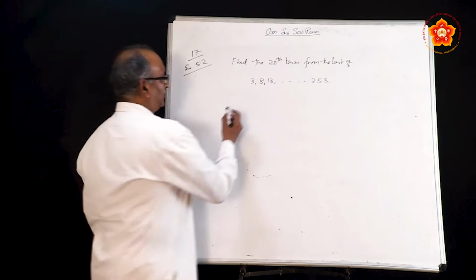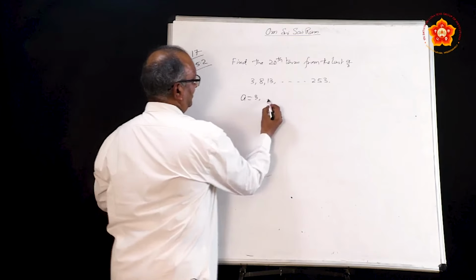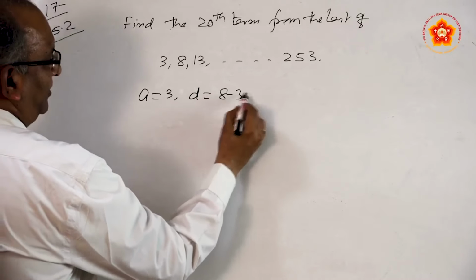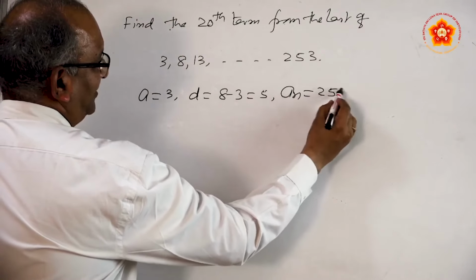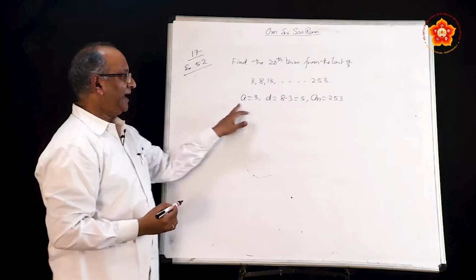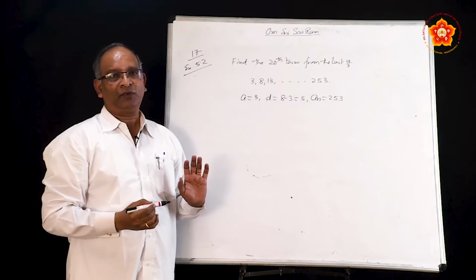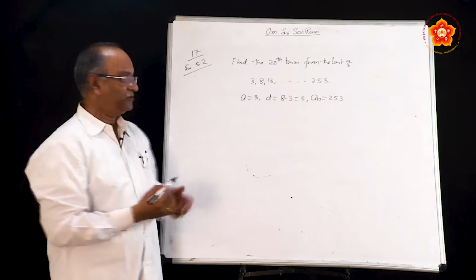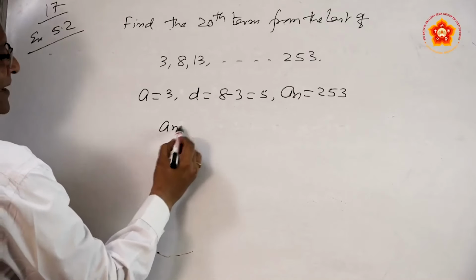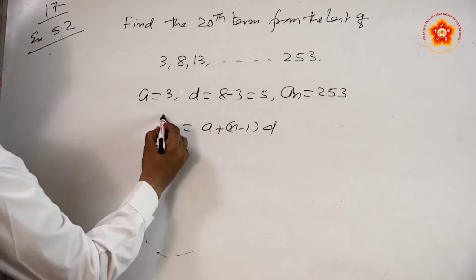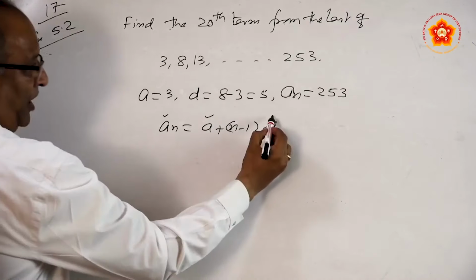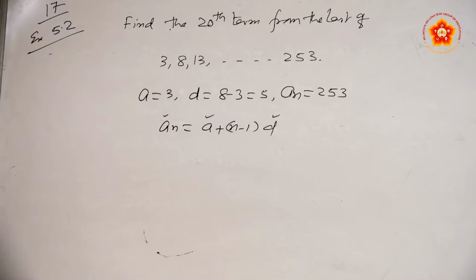So write it down. Here we have a equal to 3, d equal to 8 minus 3 equal to 5, and an is equal to 253. When you know a, d and an, what can we find out by using this formula? an is equal to a plus n minus 1 into d. Look at this, we know an, we know a, we also know d, so we can find out n. We can find out the number of terms of this particular arithmetic progression. So first find out that.